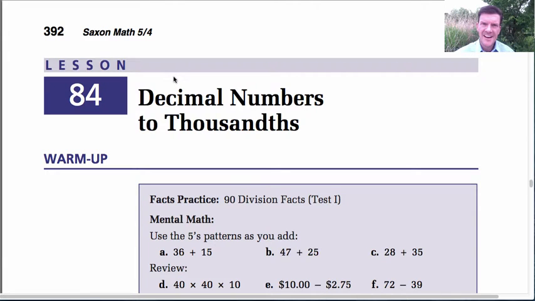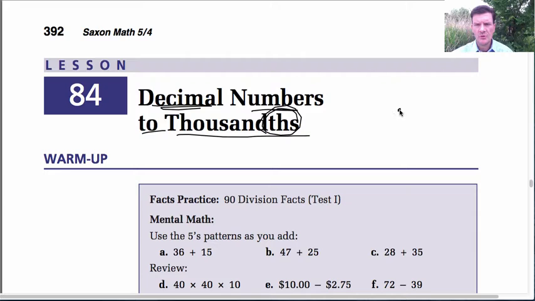Alright, let's look at lesson 84 in Saxon 54 math. We are going to be talking about decimal numbers to thousandths. Notice the TH at the end. So thousandths means it is going to be to the right of the decimal point.